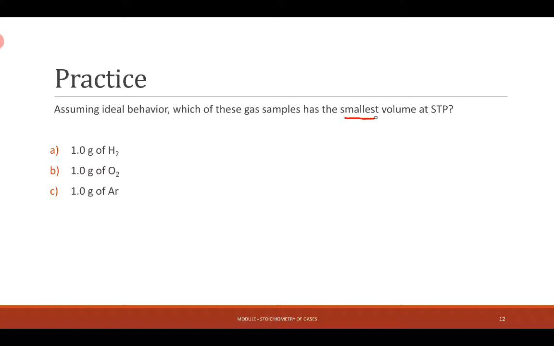Okay, so since it says smallest volume, if we have the smallest amount of moles, we will have the smallest volume because these are directly proportional. So we're looking for something that's the smallest moles. The molar mass of H2 gas is 2.016 grams per mole. And this one is 32 grams per mole. And argon is 39.95 grams per mole.